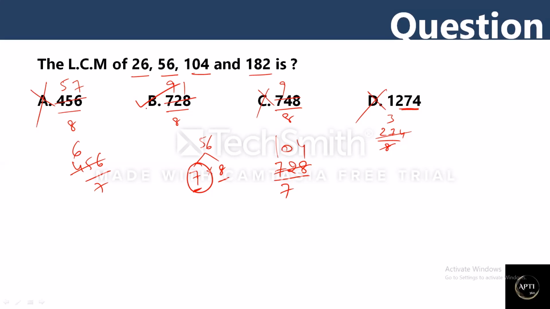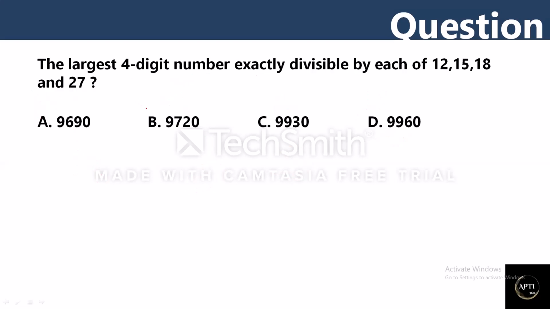Okay, and I hope you all are clear. Now we'll move on to the next question. The largest 4-digit number exactly divisible by each of 12, 15, 18 and 27. They are asking us to find the largest 4-digit number in the given options which is exactly divisible by 12, 15, 18 and 27. It's completely your wish which values you are going to consider here.